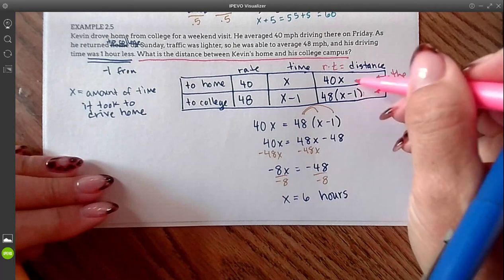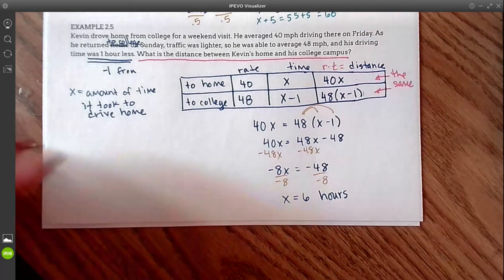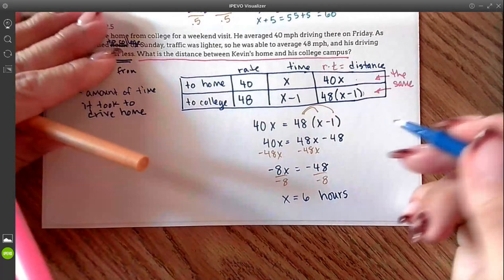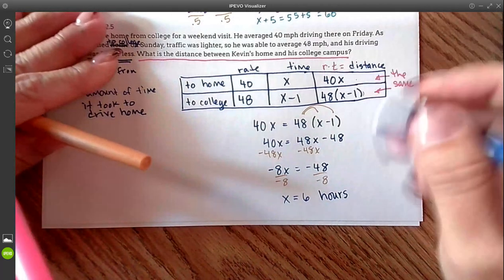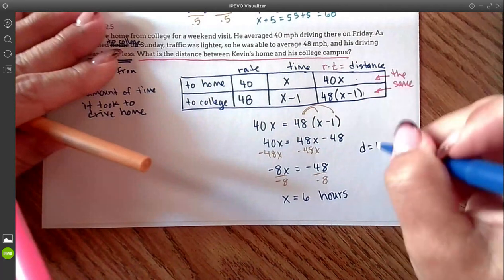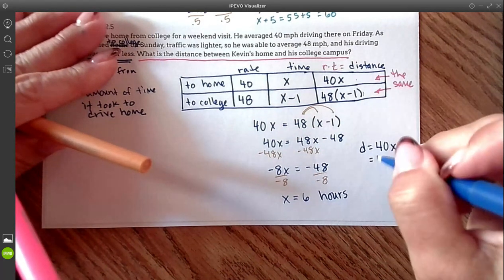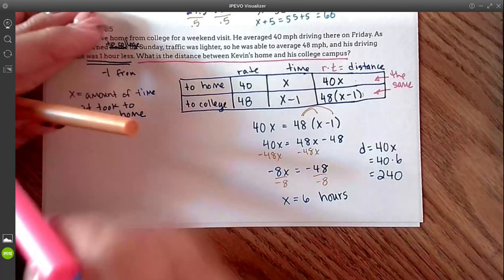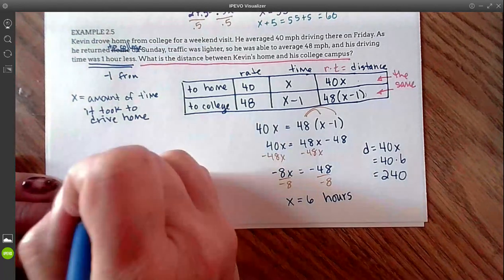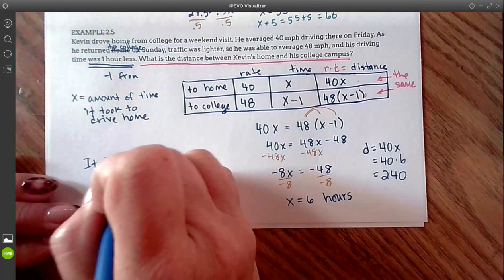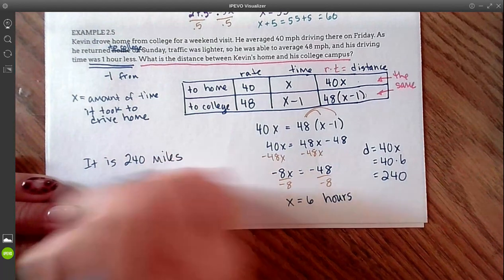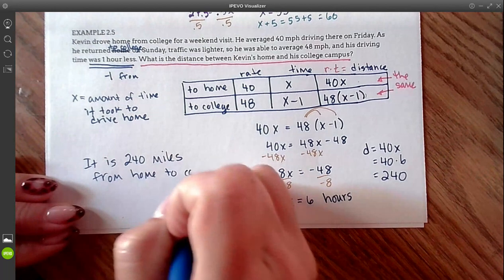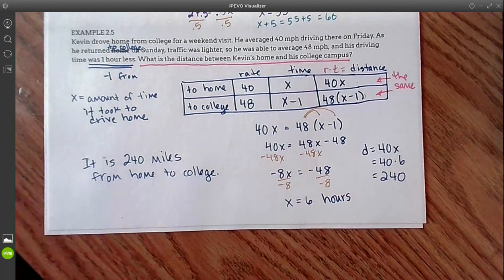Since those distances are the same, I could use either one. It looks to me like 40 times x is going to be faster to do. So I am going to use that my distance is equal to 40 times x. So 40 times 6, which would be 240. So then the answer I'm looking for is that it is 240 miles from home to college, or from college to home. The distance between the two places is 240 miles.